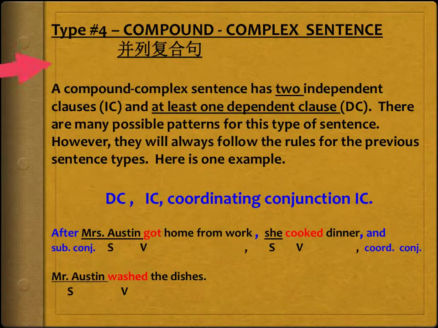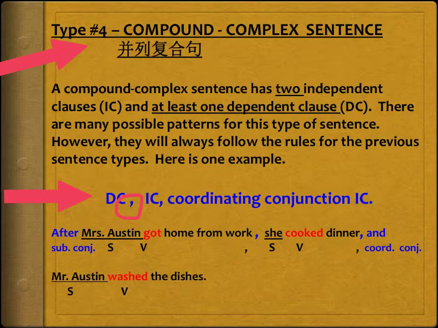Moving on now to our last type of sentence, compound-complex sentences. A compound-complex sentence has two independent clauses and at least one dependent clause. There are many possible patterns for this type of sentence. However, they will always follow the rules for the previous sentence types. So here is just one possible example. Dependent clause, comma, independent clause, comma, coordinating conjunction.